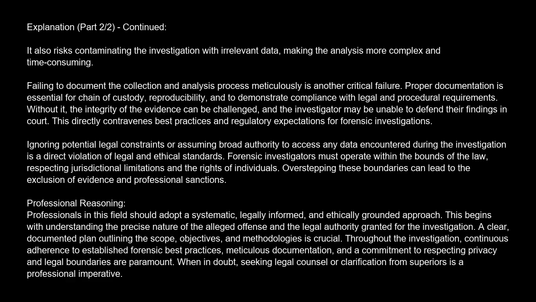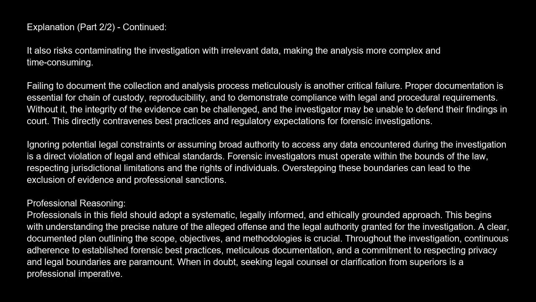Ignoring potential legal constraints or assuming broad authority to access any data encountered during the investigation is a direct violation of legal and ethical standards. Forensic investigators must operate within the bounds of the law, respecting jurisdictional limitations and the rights of individuals. Overstepping these boundaries can lead to the exclusion of evidence and professional sanctions.